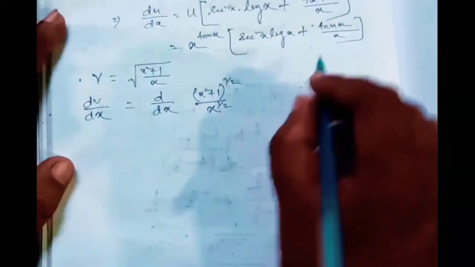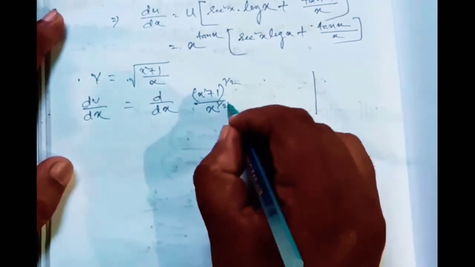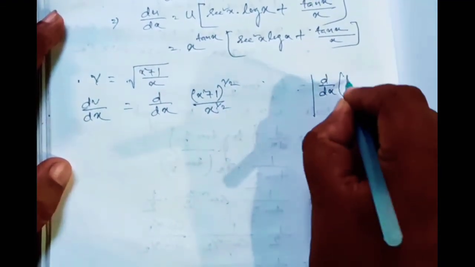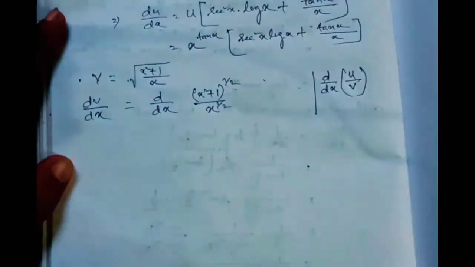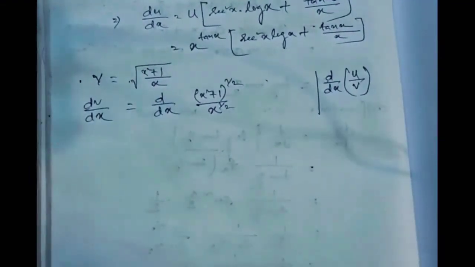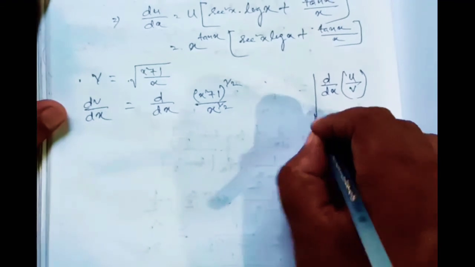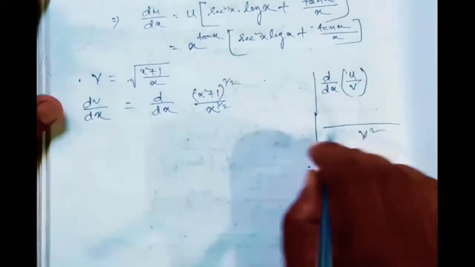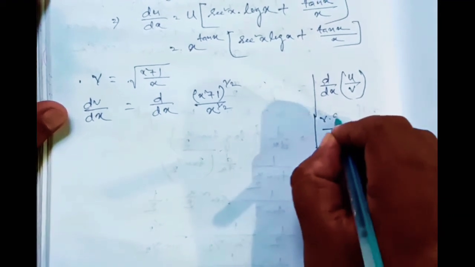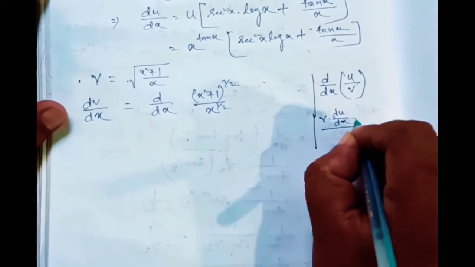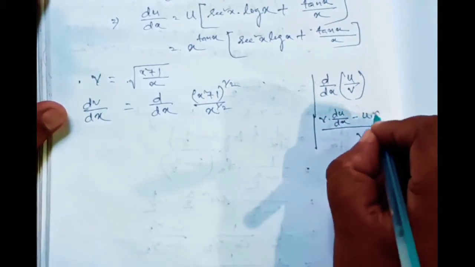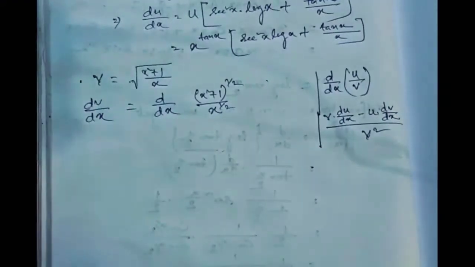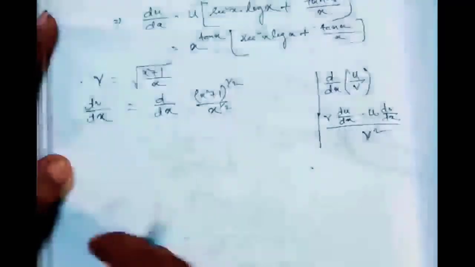So we should apply here, both are functions of x, so we should apply the d/dx of u by v method, the u by v formula. What was the formula of d/dx of u by v? That is v squared, v into du/dx minus u into dv/dx. That was the formula. So here we should apply this formula.